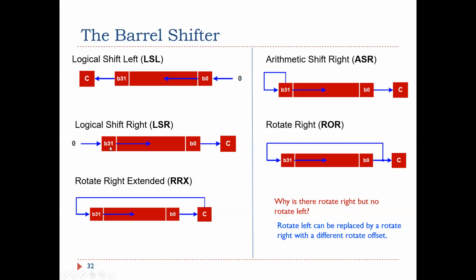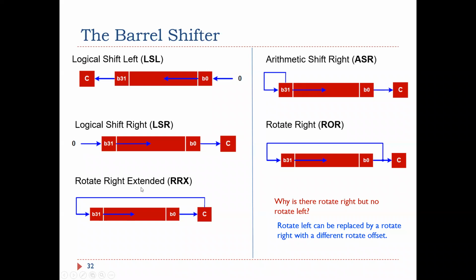Logical shift right is exactly the opposite. So bit 31 will become bit 30, and so on. Bit 1 will become bit 0, and obviously there will be a spill from the right-hand side: bit 0 will go to the carry, and there will be a void here because you are shifting to the right, so we have to add a 0 here.